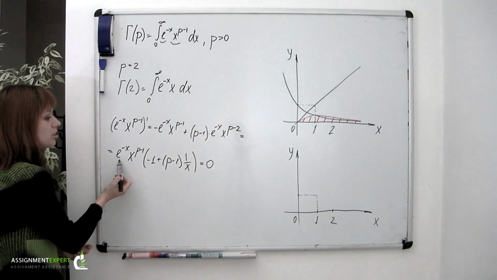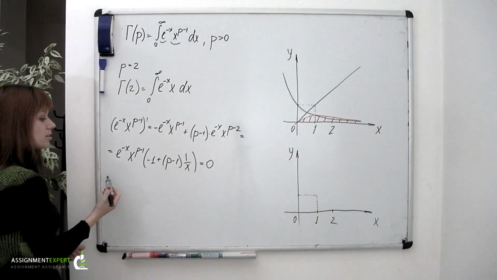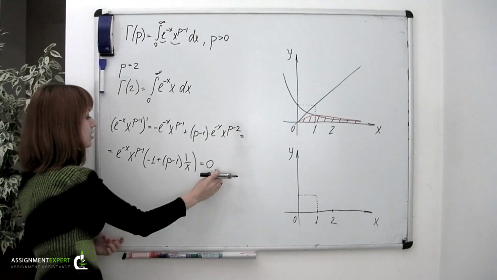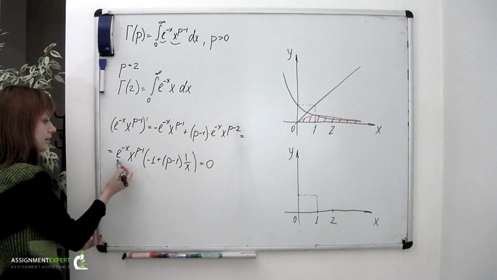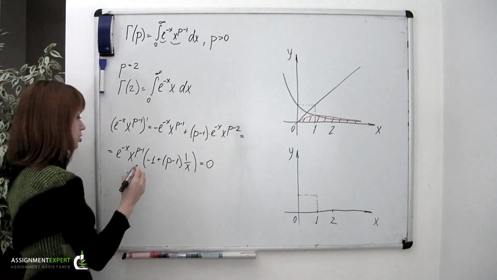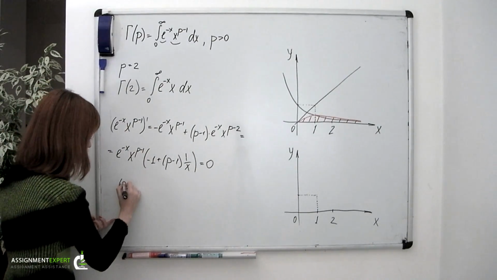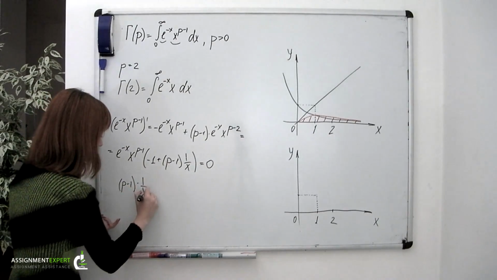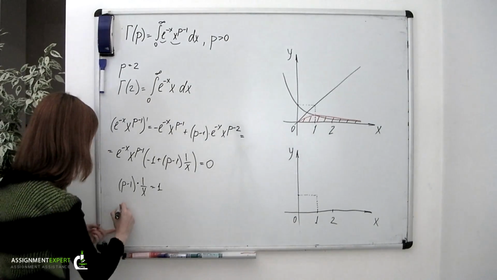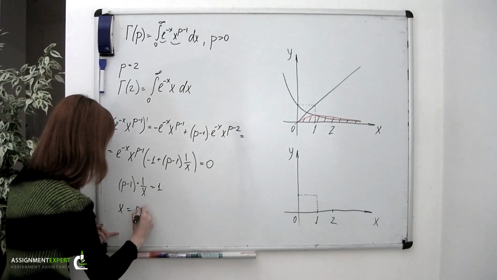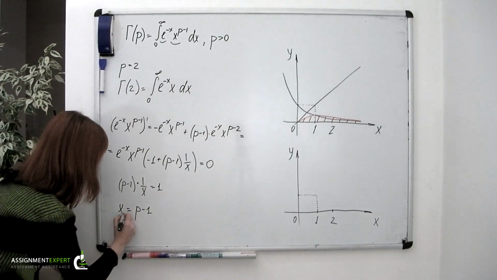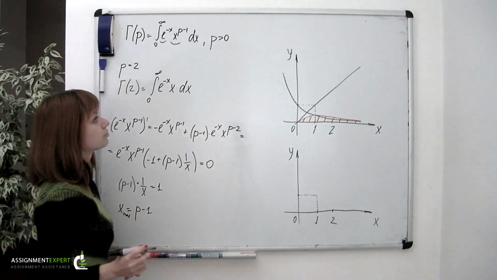Now the exponential function never turns to 0, and assuming that x is not equal to 0 as well, we can divide both the left and the right sides of this equation by e to the negative x times x to the p minus 1 and obtain the following equation. p minus 1 times 1 over x equals 1, and x equals p minus 1. And that is the x-coordinate of the maximum of the product curve.